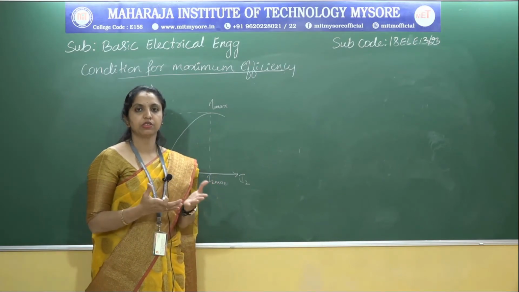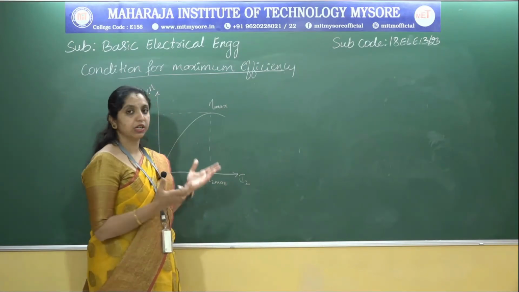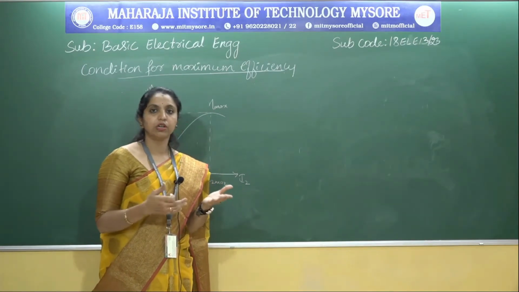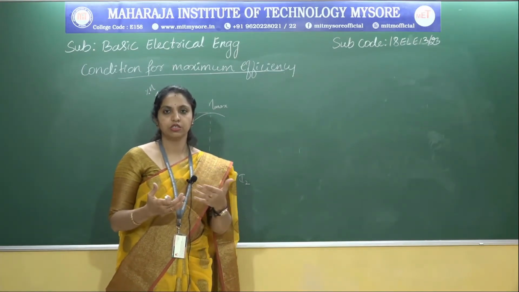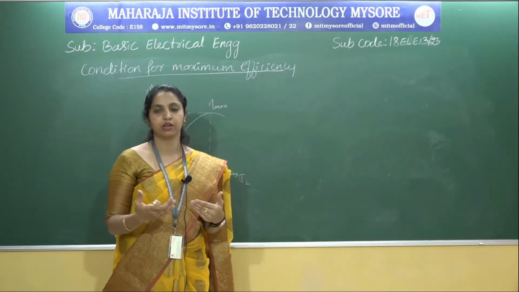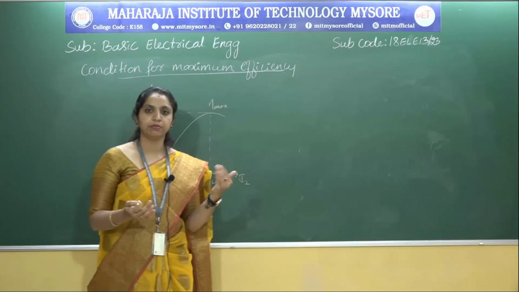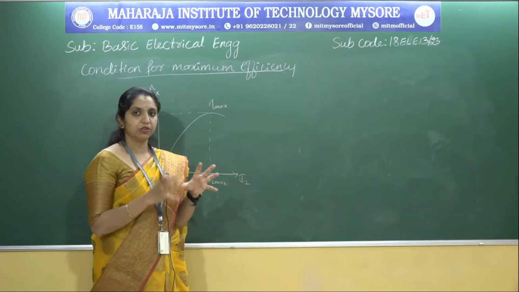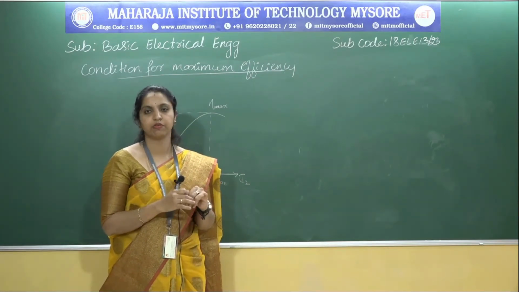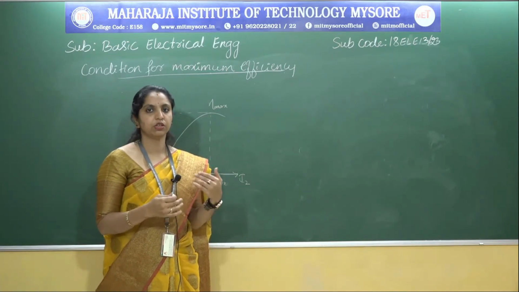Till now we have discussed the equation for the efficiency of a transformer. Next we have the condition for maximum efficiency. When the transformer works with constant terminal voltage, constant frequency, and constant power factor, the efficiency still varies with respect to the load current.